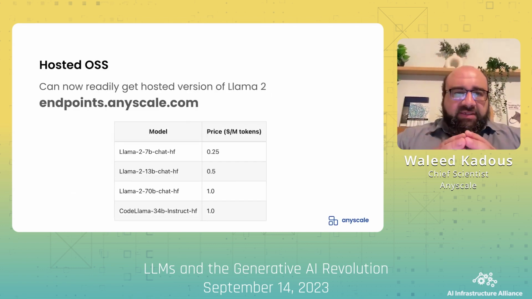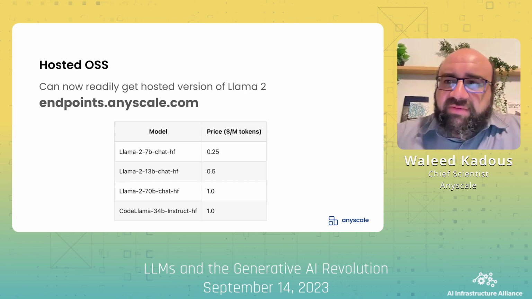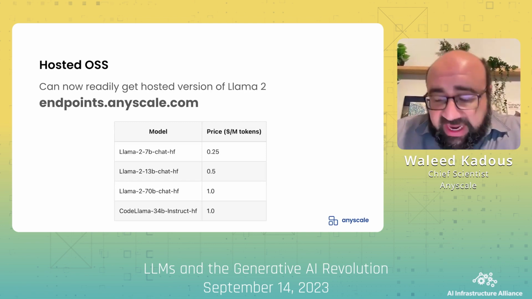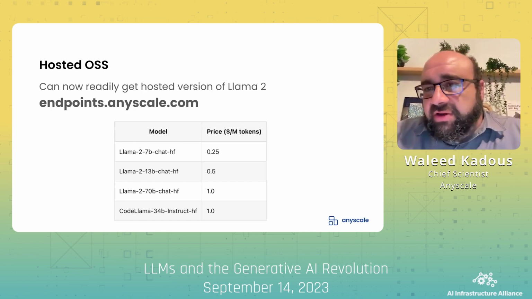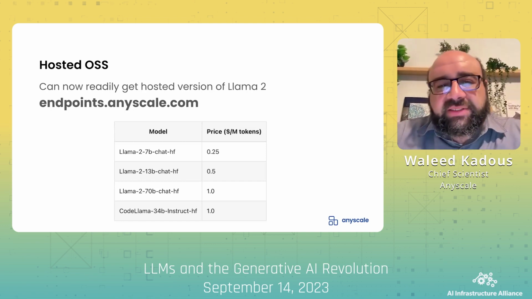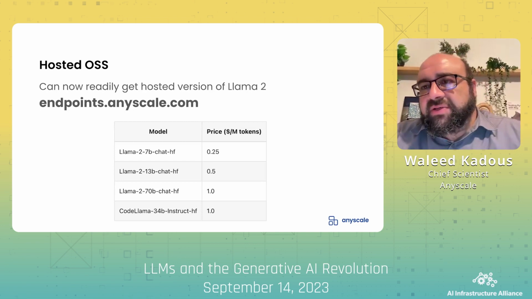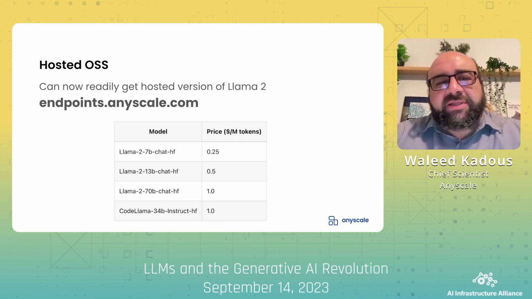So we talked about a commercial API offering and the costs. And I want to highlight how much hosted OSS versions can cost. And we have in preview right now our own offering at Anyscale called Endpoints. And to give you some idea of the prices, we're charging about $1 per million tokens. So that's like 700,000 words of processing input and output.